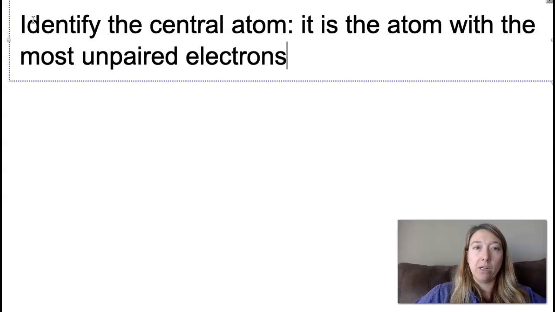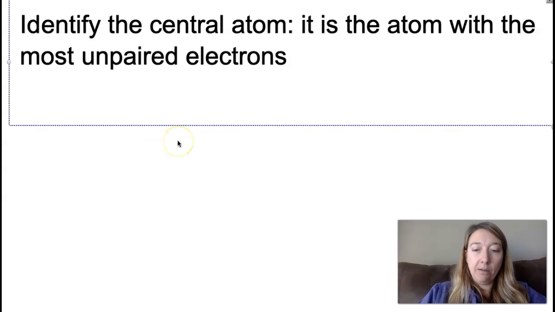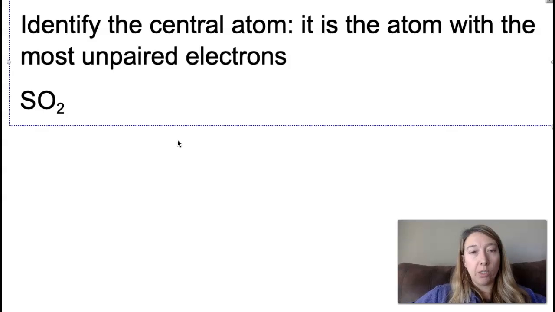If ever you find yourself in a position where you have multiple atoms that have the same number of unpaired electrons, a really common one is sulfur dioxide. When you guys hit SO2, you look at it and you're like, well, they're all in group 16, so they all have 6 valence electrons. So there are a couple of different ways you can determine that sulfur is going to go in the middle.